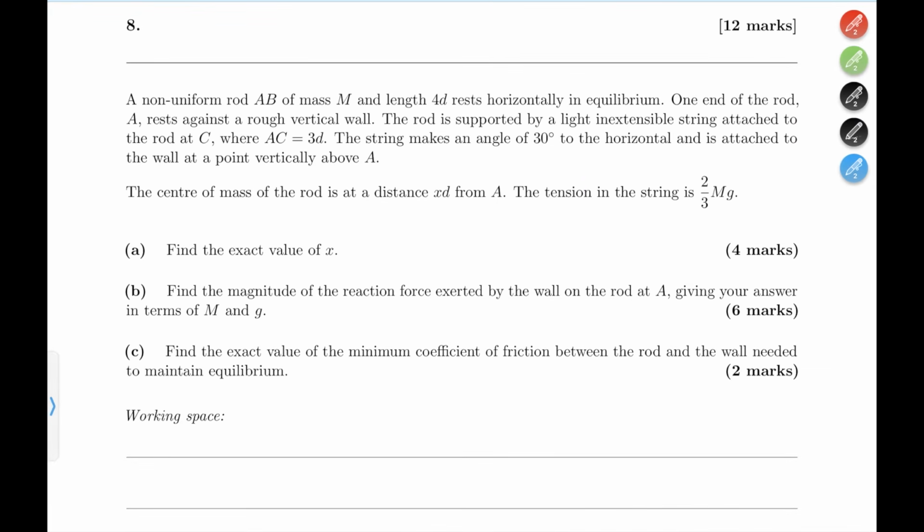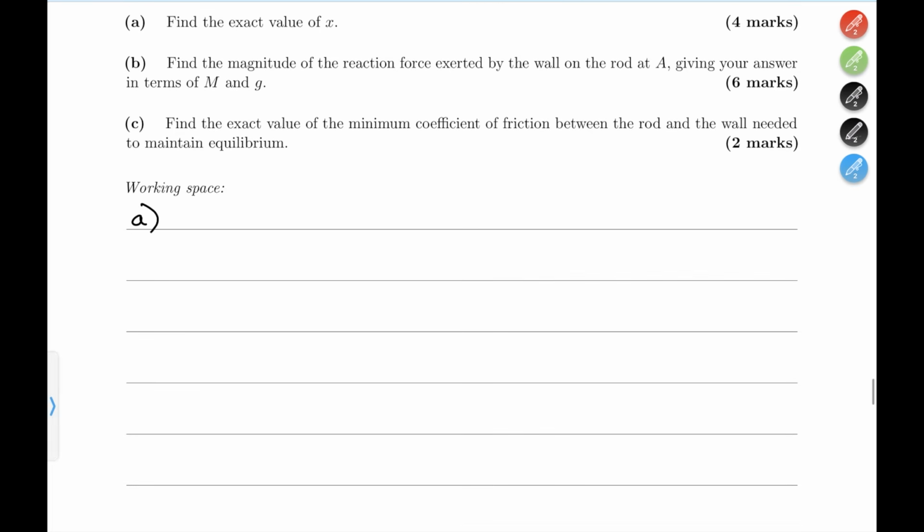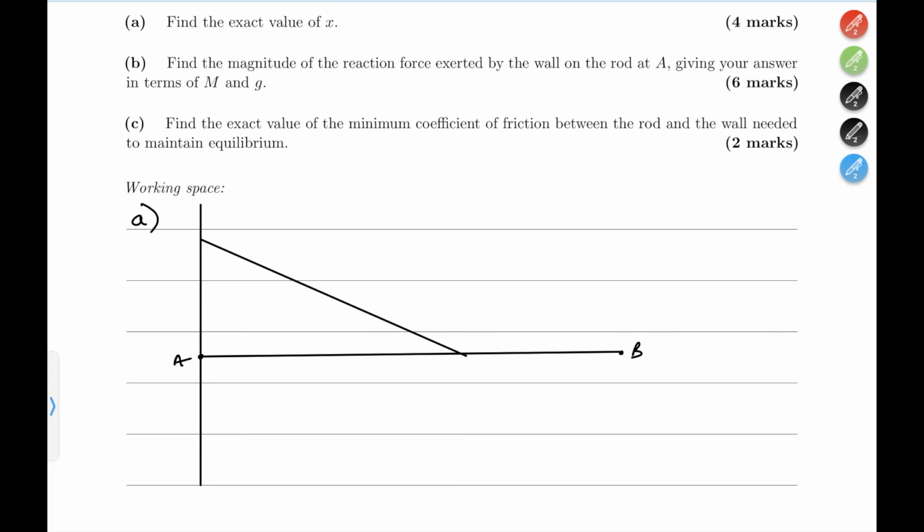So for question 8, we can see now we've got a non-uniform rod of mass m, and it's resting horizontally in equilibrium, with one end of the rod attached to a rough vertical wall with a light inextensible string involved as well. So let's just start by drawing this diagram out. So this is our rough vertical wall, and we've got our rod horizontally in equilibrium. We know that this side here is A, this side here is B, and we're going to attach the string at a point C.